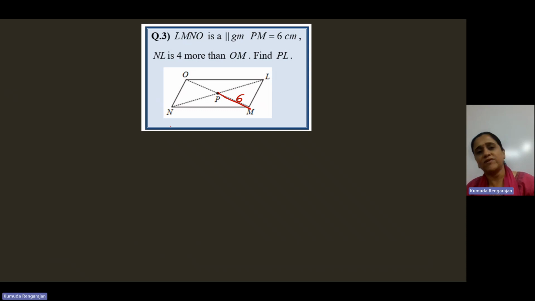can you find something else with this information? PM is 6 centimeters, right? No, don't read the question ahead and try to answer the question for me. I'm saying PM is 6, right? What else can you find with the help of this information? Anything. It may not be a part of the question. If PM is 6, what else can you find? How much is OP? Why?